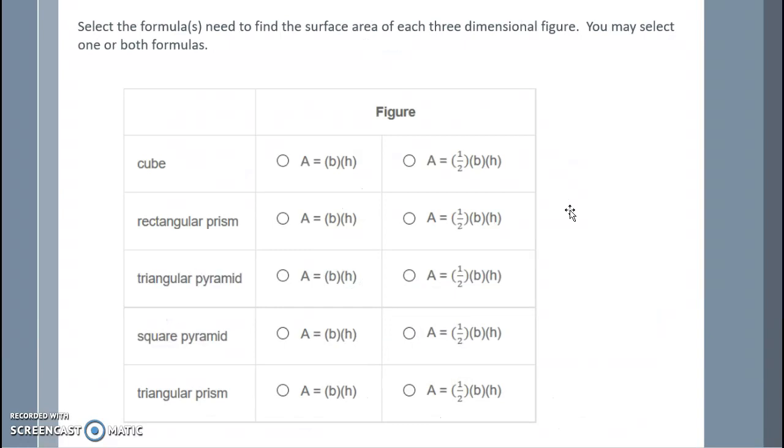Select the formulas needed to find the surface area of each 3-dimensional figure. You may select one or both formulas. Take a moment to pause the video and we'll talk about the results.